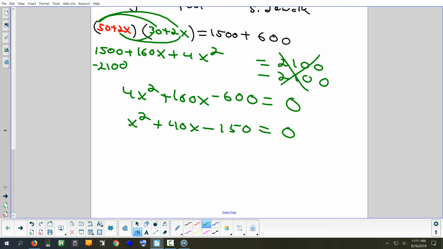Now, one way you can solve a quadratic is to factor it. Factoring will not work here because you're not going to be able to find two numbers that multiply to give you 150 and add or subtract to give you 40. Not nice numbers. Okay, so it's not going to factor. What's another way you can solve a quadratic if it doesn't factor?